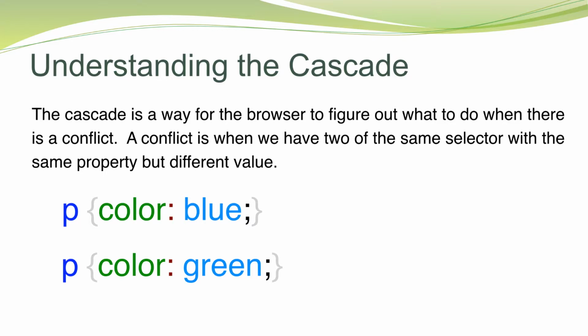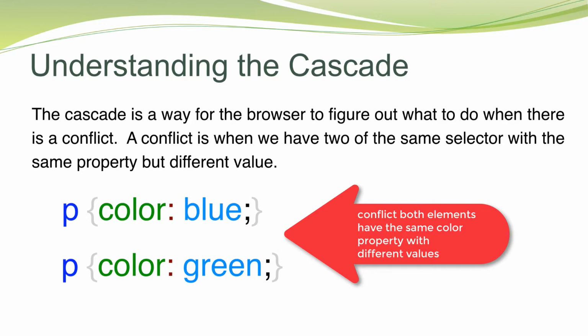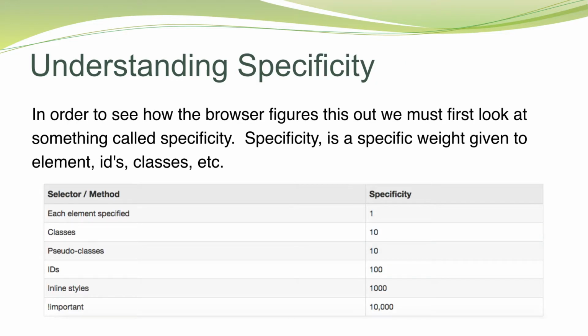For example, I have a paragraph element that has a color blue, and later in my CSS file, I have a paragraph element that has a color green. That is a conflict. I have two paragraph elements that have the same property with different values assigned. Which does the browser choose? In order to see how the browser figures this out, we must first look at something called specificity.